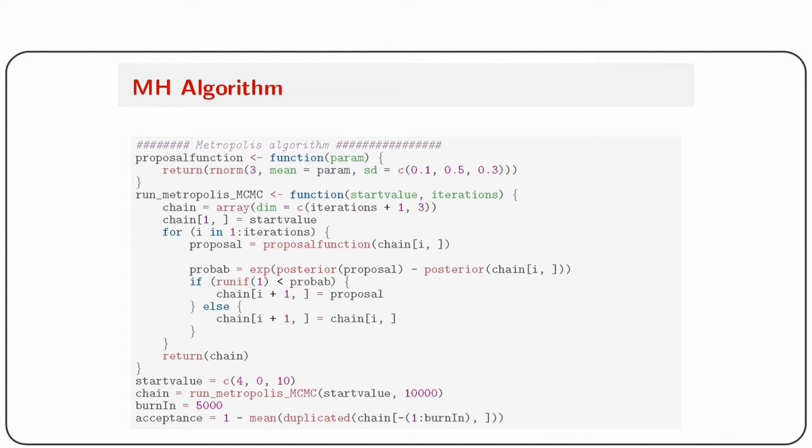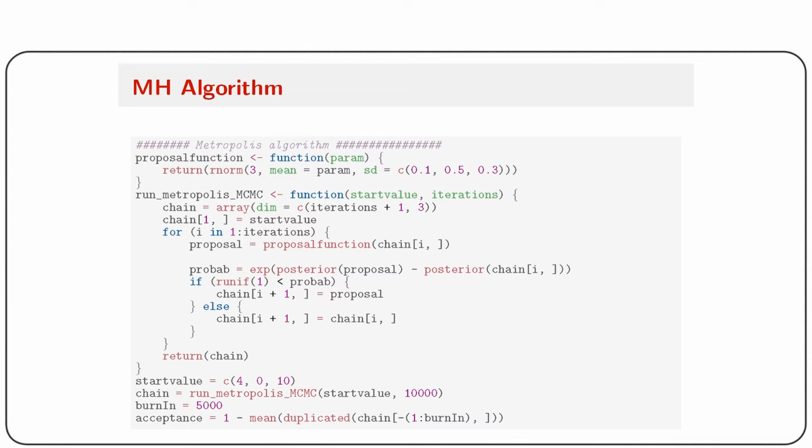Now here I am developing a Metropolis algorithm again, a function with start value and number of iterations. The chain equals an array with dimension iterations plus 1 by 3, then chain[1,] is the start value. Then using a for loop, proposal equals the proposal function, we get the proposal, and then probability is the expression e to the power of posterior(proposal) minus posterior(chain). Then if a uniform draw is less than this, the next chain value is the proposal, else it is the previous value, and return the chain. That's the normal algorithm that I mentioned before.